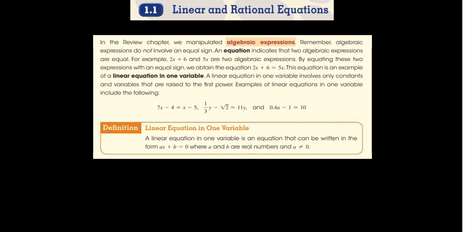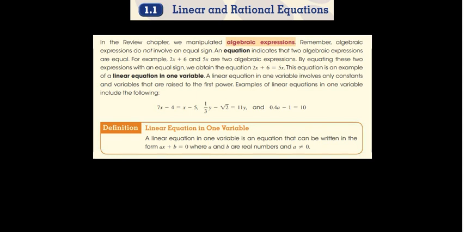So right here, by equating these two expressions with an equal sign, we obtain the equation 2x plus 6 is equal to 5x. This equation is an example of a linear equation in one variable. Okay, so linear equation in one variable. Let's break this down real quick.